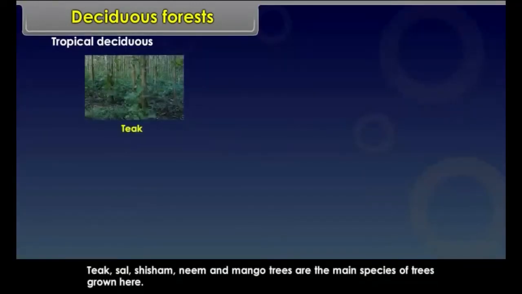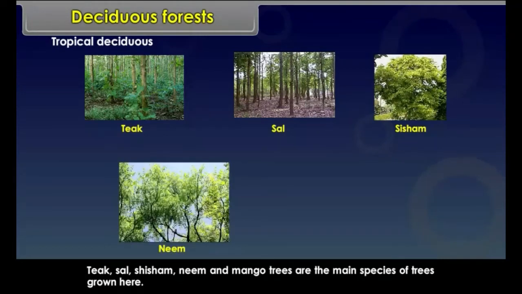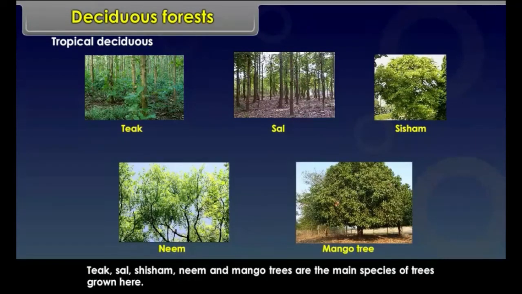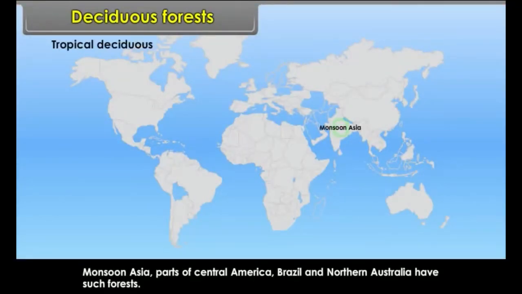Teak, sal, shisham, neem and mango trees are the main species of trees grown here. Monsoon Asia, parts of Central America, Brazil and Northern Australia have such forests.